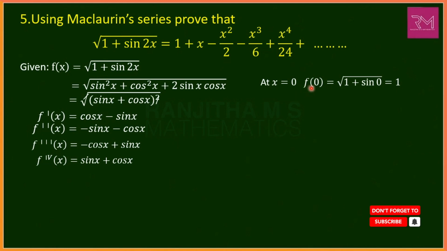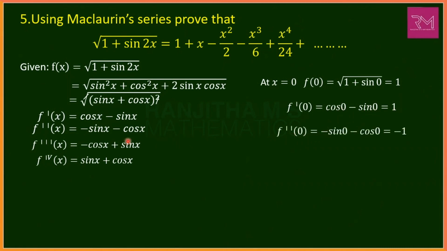At x equal to 0, f of 0 becomes, here square root of 1 plus sin 2 into 0 is 0. Hence we get sin 0 value as 0. Hence we get root 1 value is 1. This is our f of 0. Similarly, f dash of 0 is cos 0 minus sin 0. We know that cos 0 value is 1 minus sin 0 is 0. Hence we get 1. F double dash of 0 is, here we have f double dash of 0 is minus sin this value is 0 minus cos 0 is 1. Hence we get minus of 1. Minus 1 is the f double dash of 0 value.